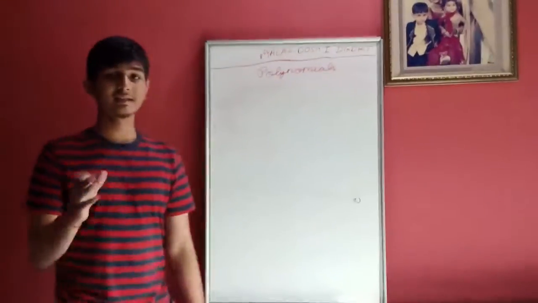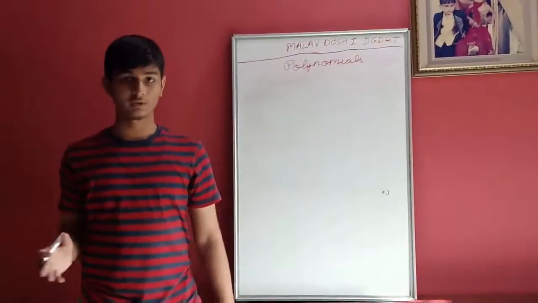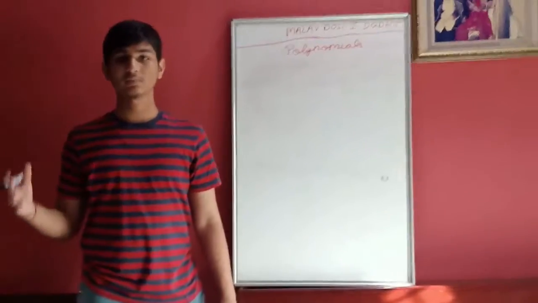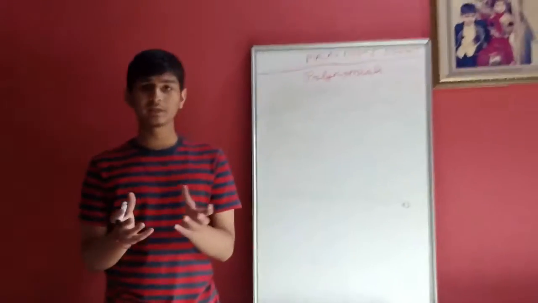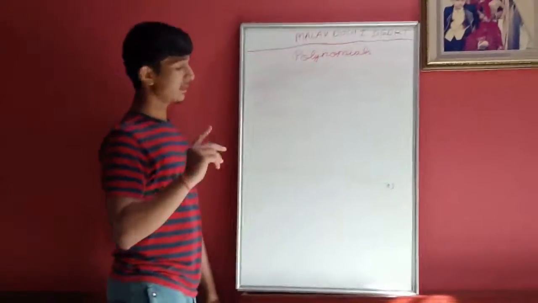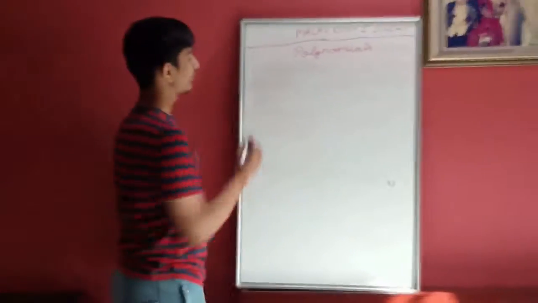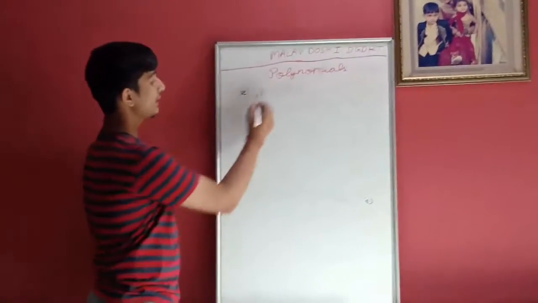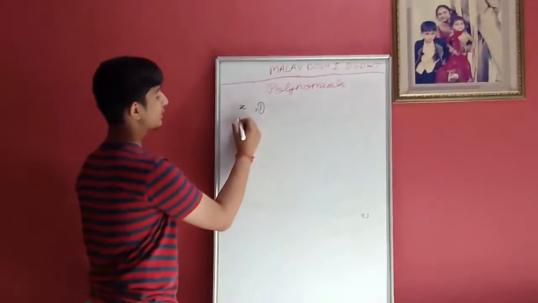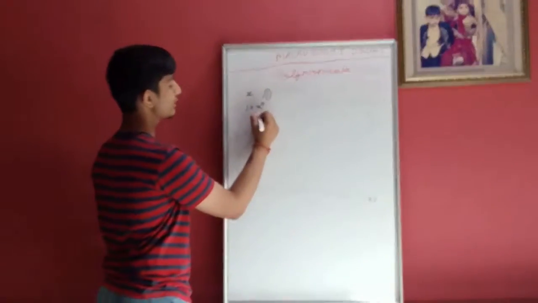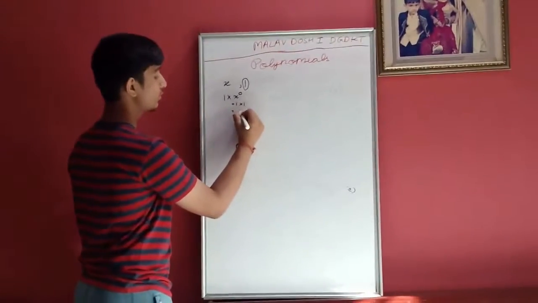Now, let us understand the different types of polynomials. Polynomials can be monomial, binomial, trinomial, and the polynomial is the general one. A monomial is a polynomial containing only one term, like x or 1. 1 is also a polynomial because here it is 1 into x raised to 0.